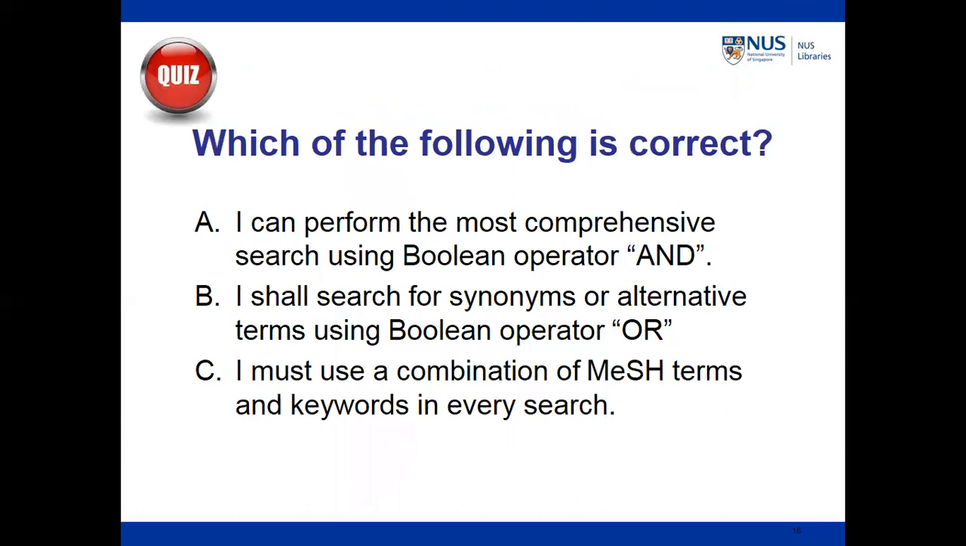Before going to the database search, can you tell me which of the following is correct? The answer is B. It is because we don't need to use a MeSH term in every search if there's no MeSH term for the concept. But in order to search comprehensively, you will need to find both MeSH and keywords by using both Boolean operators AND and OR.